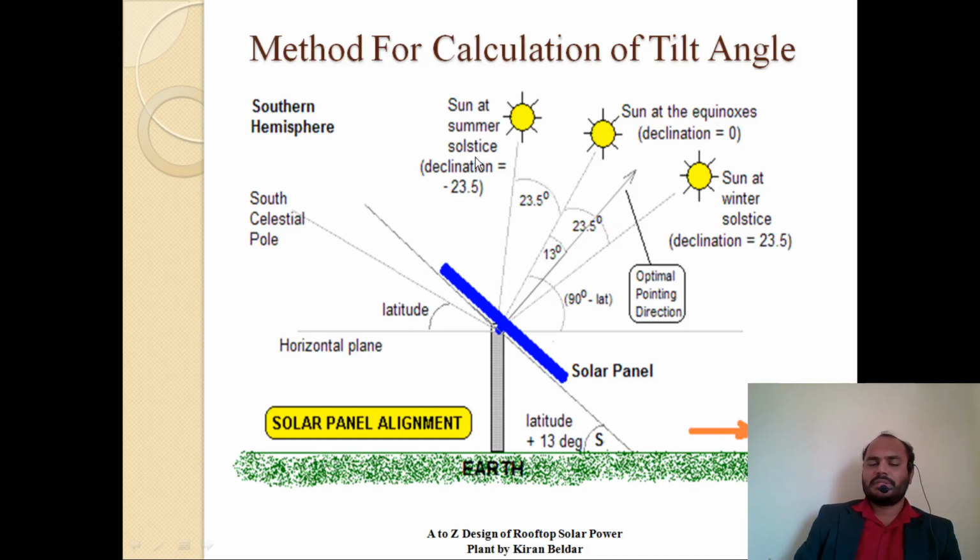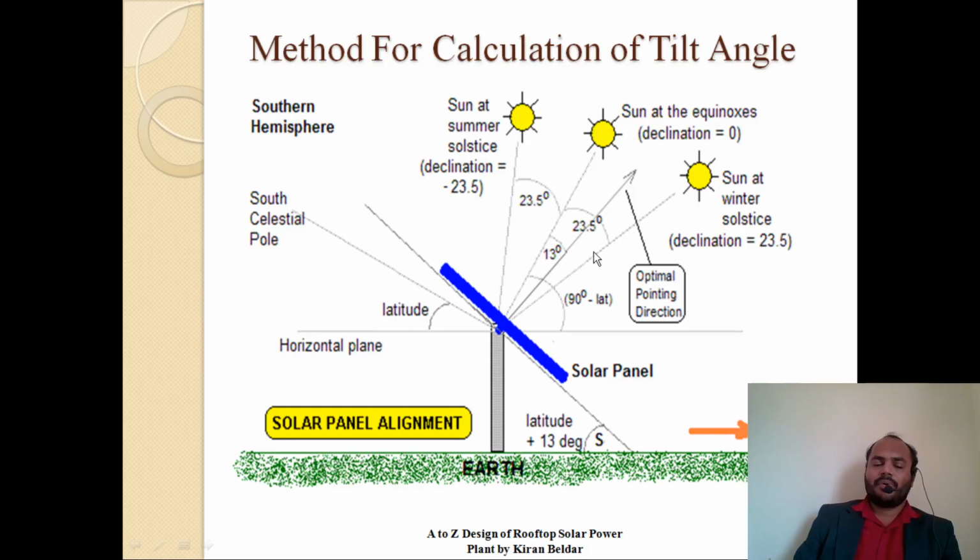Sun at the summer solstice, declination is minus 23.5 degrees. Second point, sun at the equinoxes, where the declination angle is 0. So the angle difference between the equinoxes and the summer solstice is 23.5 degrees. Third point, sun at the winter solstice, declination is 23.5. So the angle difference between the equinoxes and the winter solstice is also 23.5 degrees.